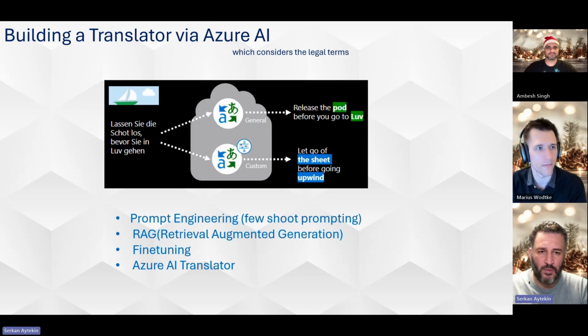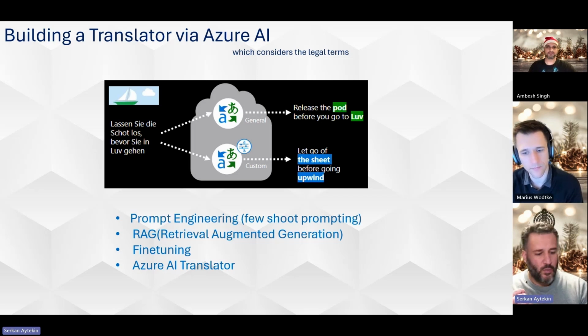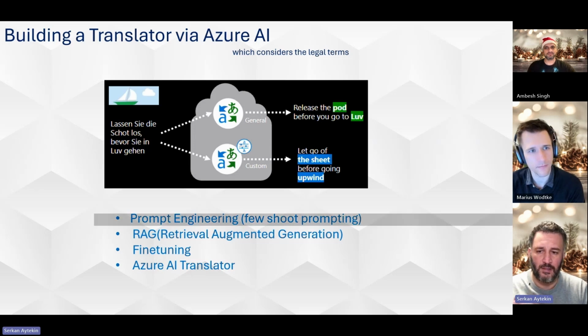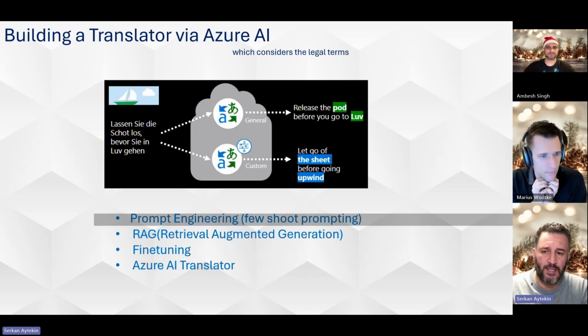What I want to do today is, if you attended the last session, we wanted to make our own translator via Azure AI. For that, we had four possibilities. We could do prompt engineering, which means few-shot prompting, which we did last time, and fine-tuning or Azure AI Translator. But fine-tuning and Azure AI Translator are very expensive, and we want to make that with our own tools, other than few-shot prompting and via RAG.